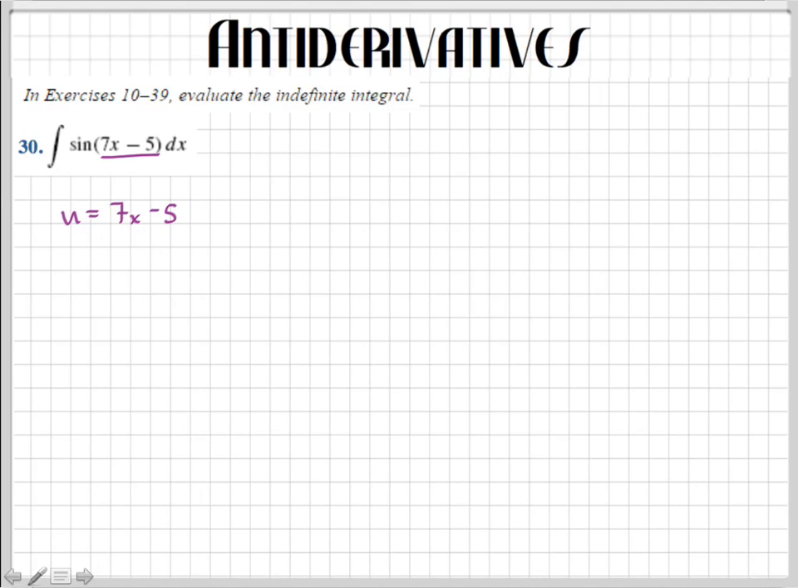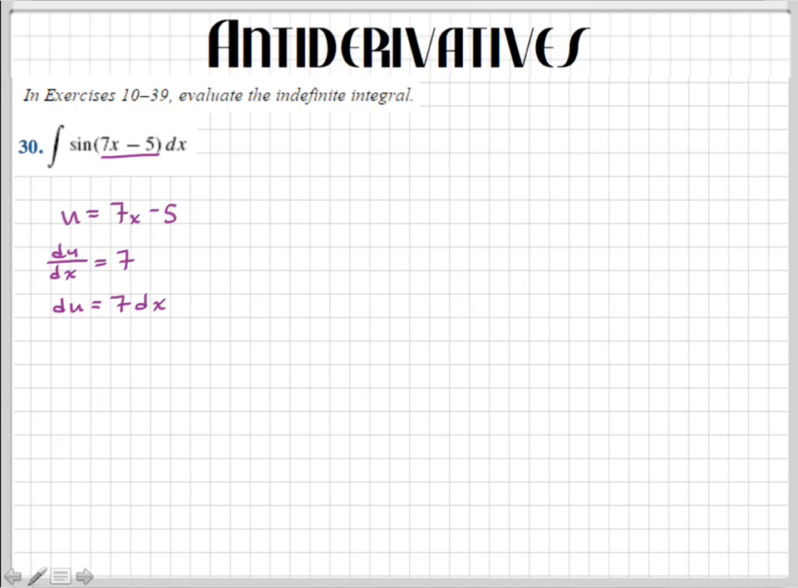And what we're going to do is take the derivative of u. To take the derivative of u, you would say du over dx. You're taking the derivative of u with respect to x. X is our independent variable. We get 7. And then we're going to do something kind of weird because it's not like we're really multiplying it, but it looks like we are. We're going to say that du equals 7 dx.